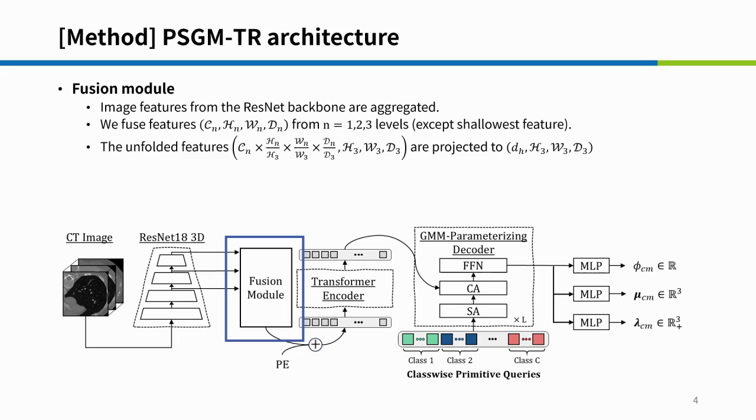Next, I'll explain how PSGMTR regresses spatial parameters. The input CT images are processed by a ResNet backbone, and the fusion module aggregates features through unfolding and channel reduction.